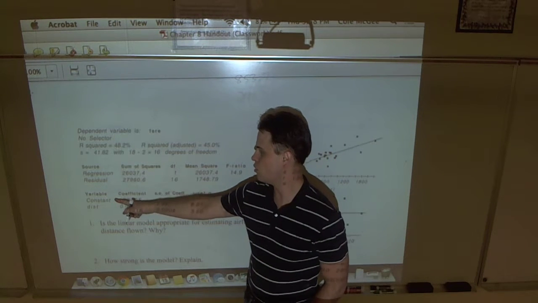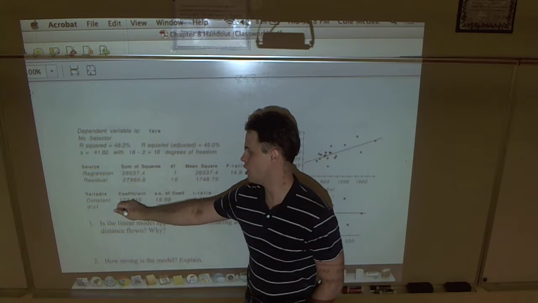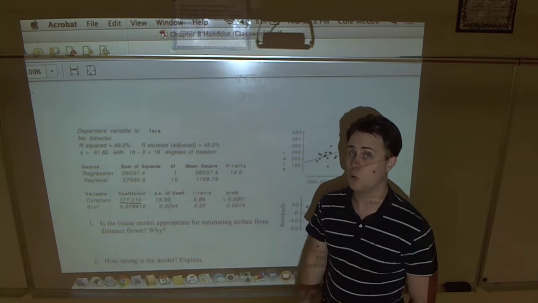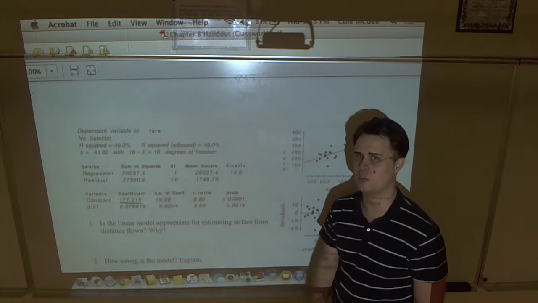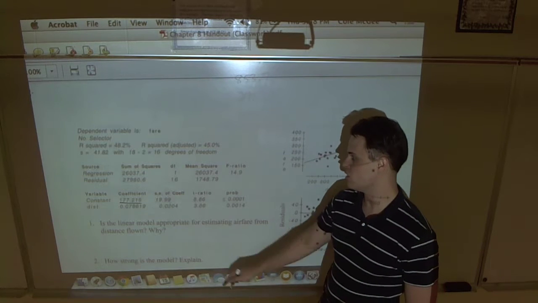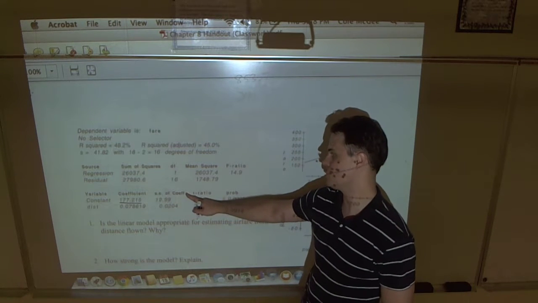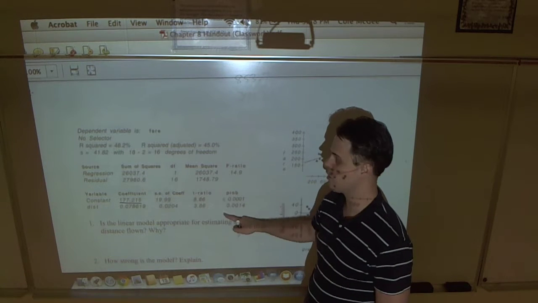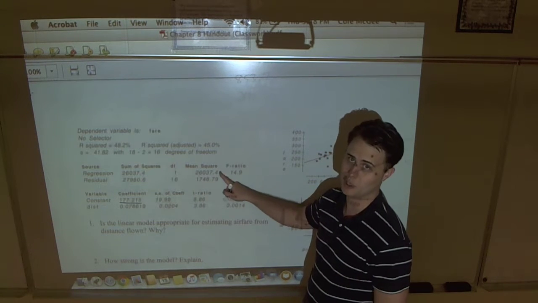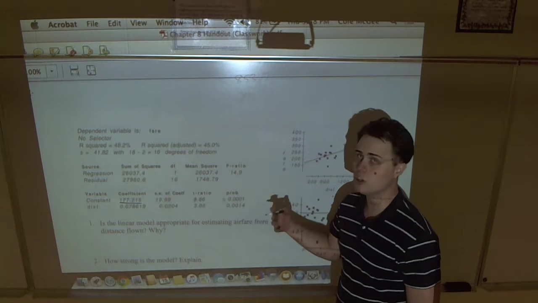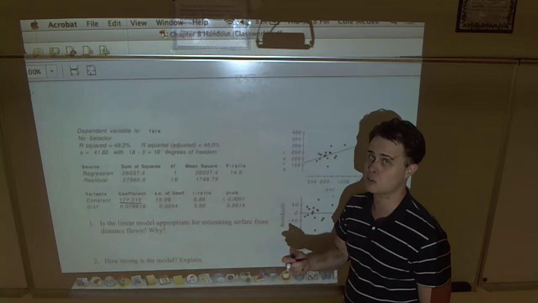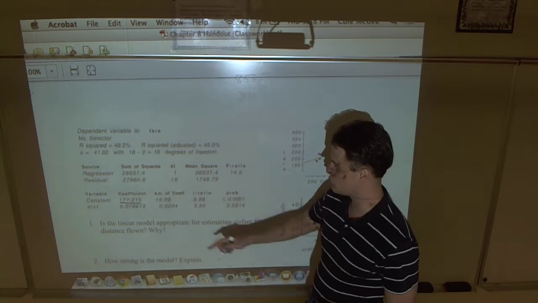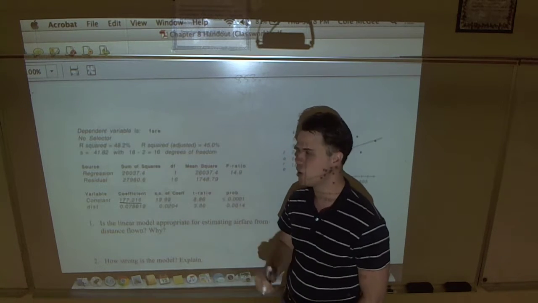Constant coefficient is talking about the y-intercept. And that's the y-intercept we had a second ago. This says standard error of coefficient, t-ratio, probability. We're going to be learning what some of these mean later. F-ratio is something we'll learn after the AP exam. It's much more advanced. So you're going to ignore a lot of this information, at least until later in the class. That's the y-intercept. So where do you think the slope is in this plot?